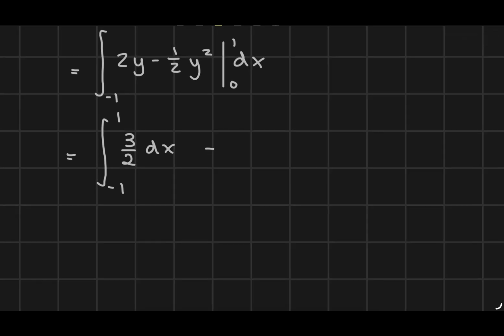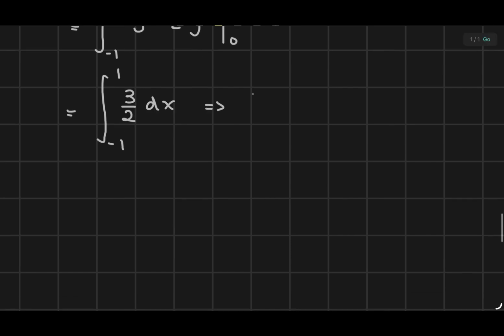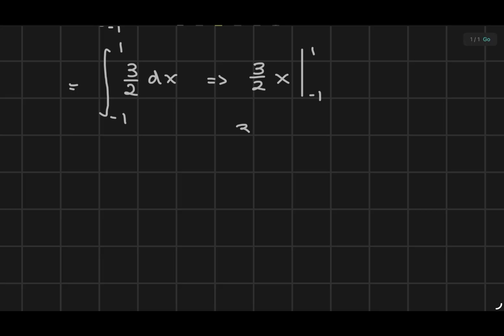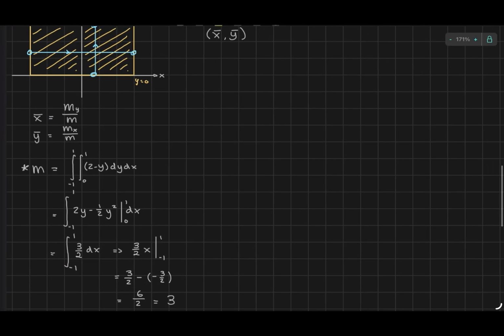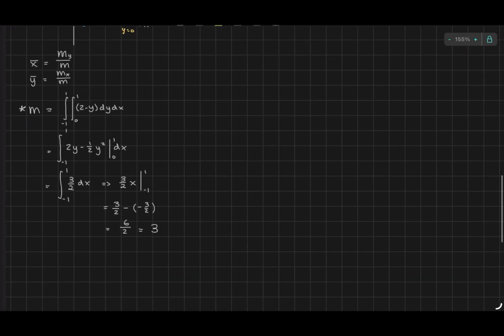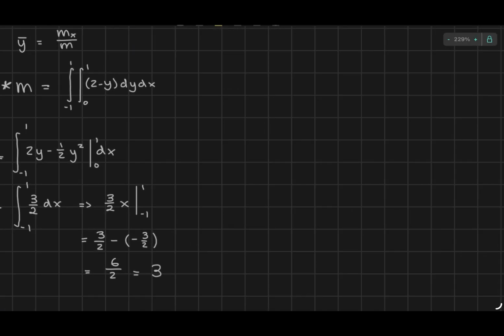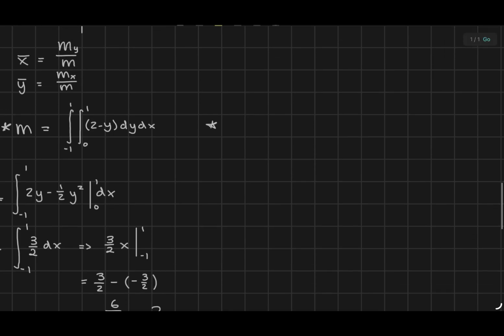dx. When we take the integral here, it's going to be 3/2 x evaluated from negative 1 to 1. We're going to have 3/2 minus negative 3/2, which is going to equal 6/2, which is going to equal 3. Our mass is 3. Let's go ahead and solve for the other two. Let me actually move some of these calculations. Looks good. Keeping with our order, I said I was going to solve for my m sub y first.